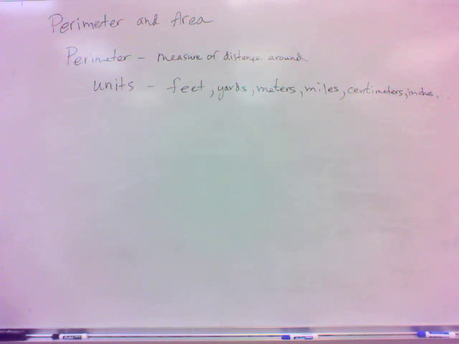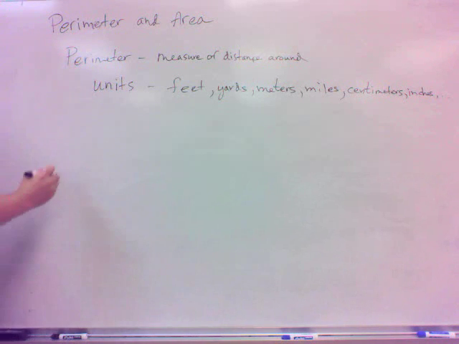We call them linear units, mathematically speaking. In other words, they're not squared or cubed units. They're just regular old units. Now, there are some formulas for them, but really, it's just adding up the sides. If you forget the formula for perimeter, no big deal, because all you have to do is add up all the sides.